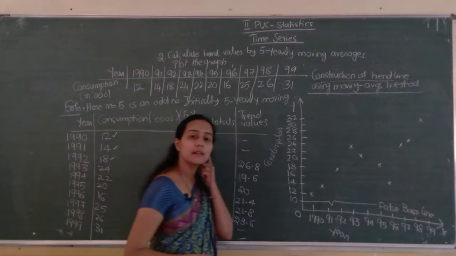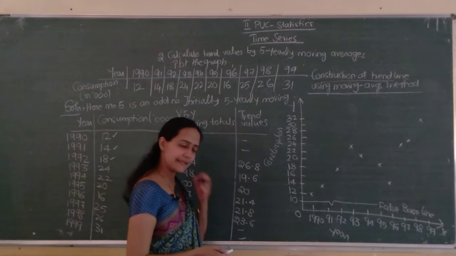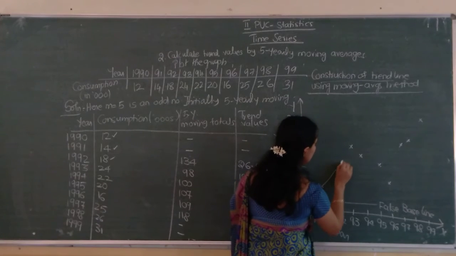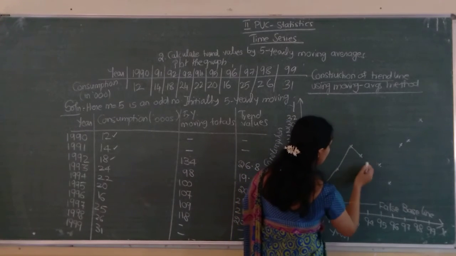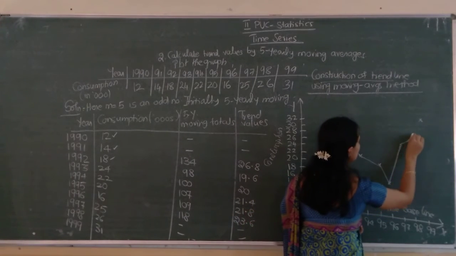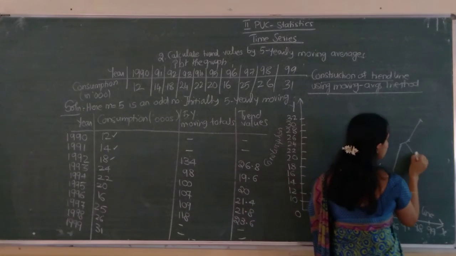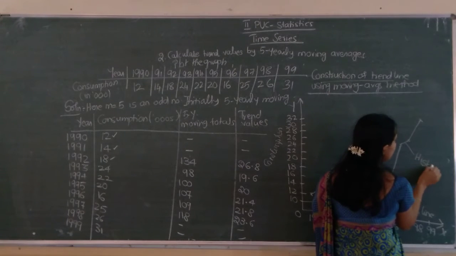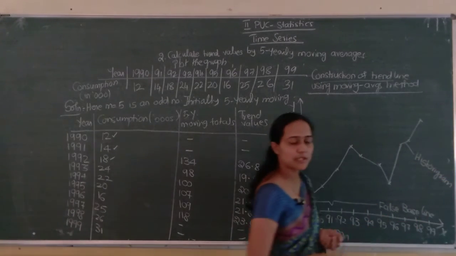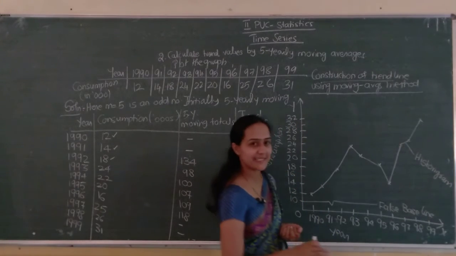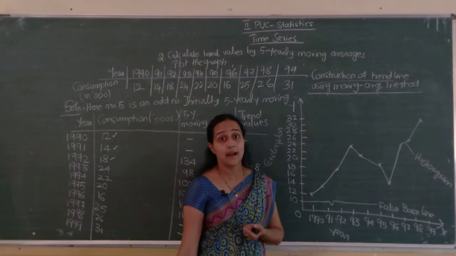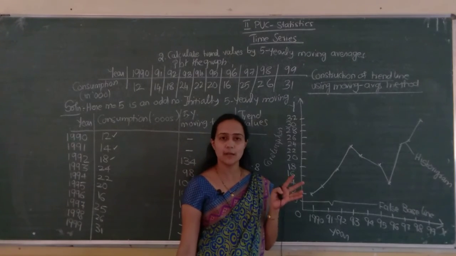Next join them using scale. Here. Next here. Next this one. Correct na? This is a histogram. At that time itself you have to mark whether it is a histogram or a trend line. After that, histogram over.